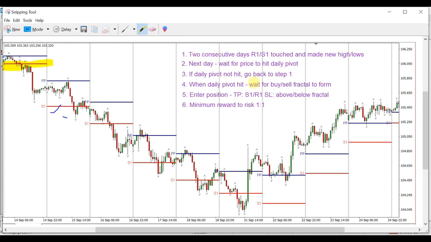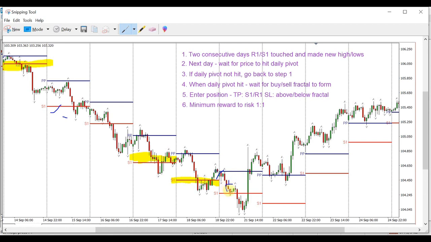So we are looking for 2 consecutive days where S1 is touched. 1, 2. S1 has made new lows. Yes, this S1 level is lower than this S1 level. So what are we waiting for? We are waiting now for price to come back and hit its pivot level, which is signified by the blue line. And as you can see there, I can't zoom in on this particular one, but price has touched its pivot level and formed a fractal. So if this was the third bar, therefore the fractal would have come in on the close of this bar over here.